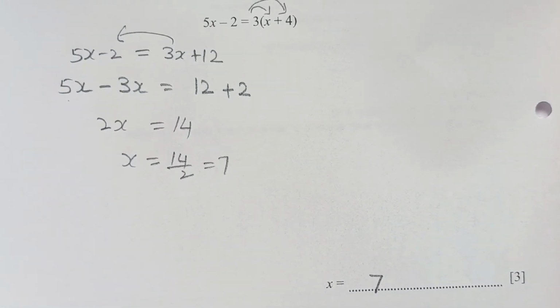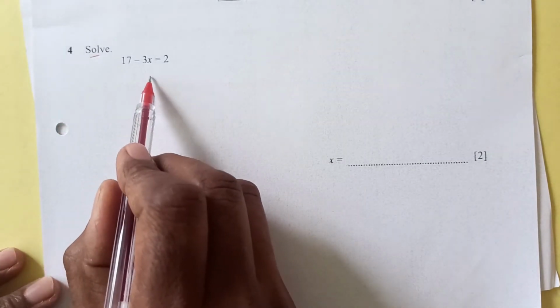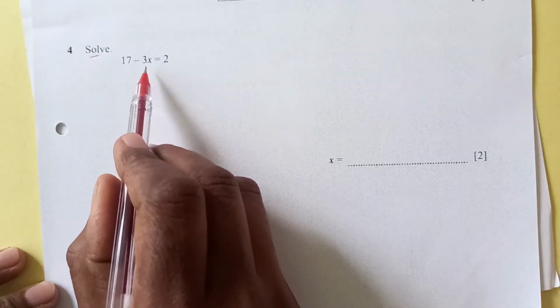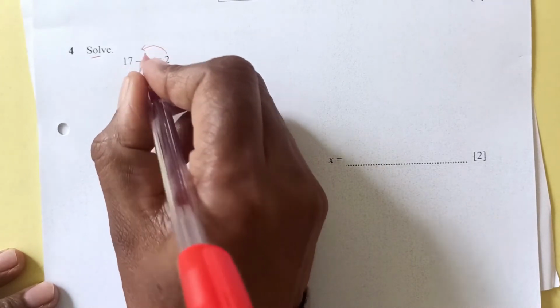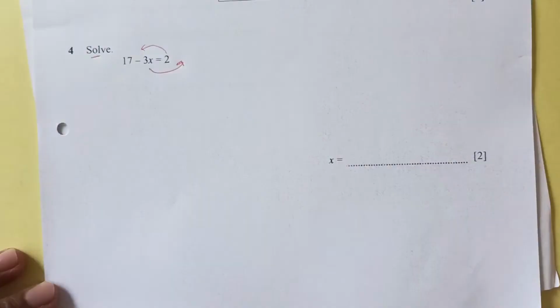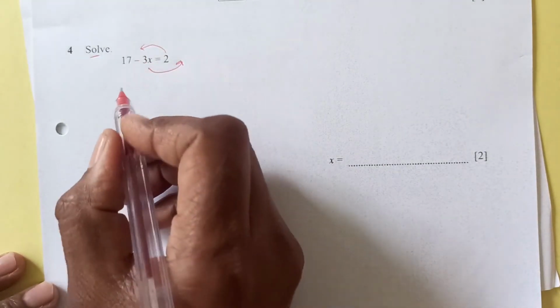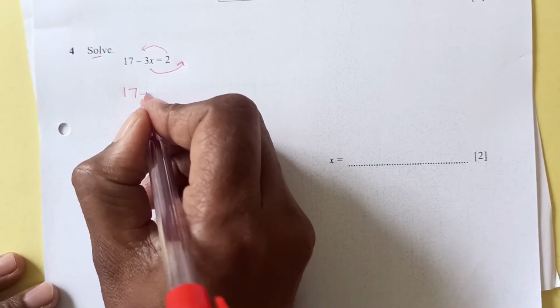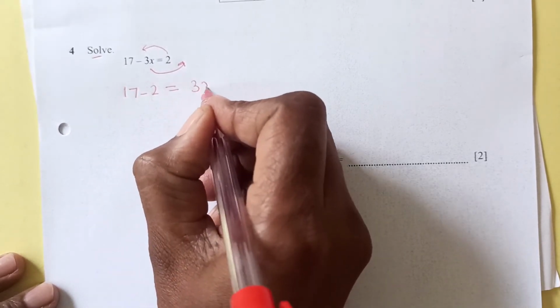3 marks question. Solve means we need the value of the variable, and the variable here is x, right? So what we can do, we can shift this 2 to the left hand side and 3x to the right hand side, because this is negative. If we shift it to the other side, it will become positive and it will be easier. 17 minus 2 equals to 3x.